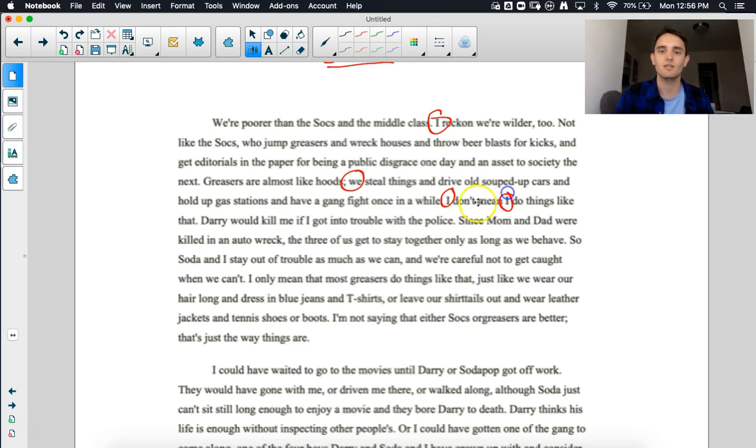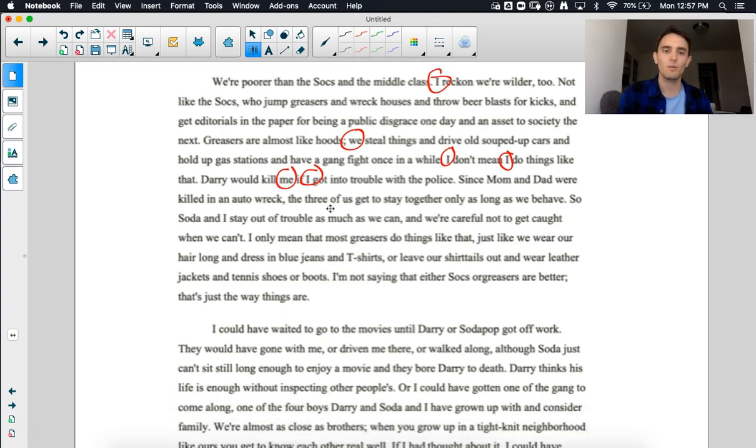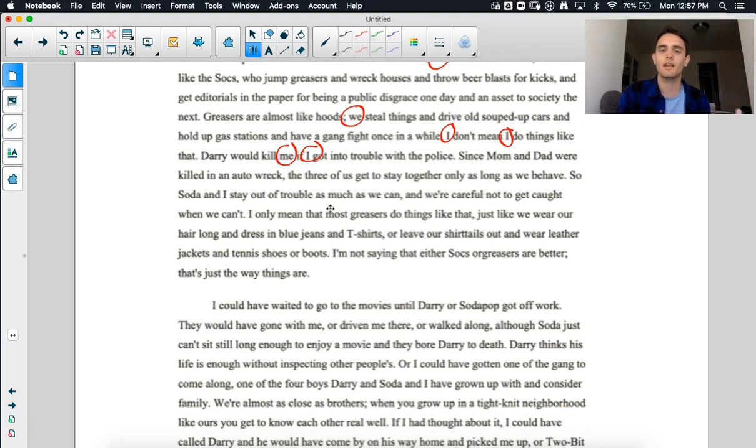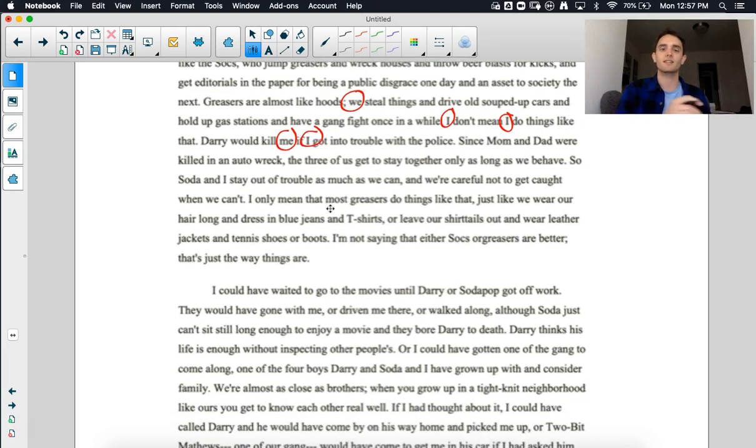"I don't mean I do those things. Darry would kill me if I got into trouble." So that lets us know that this is first person. We're going to read a little bit further and we can make some determinations about our protagonist here.